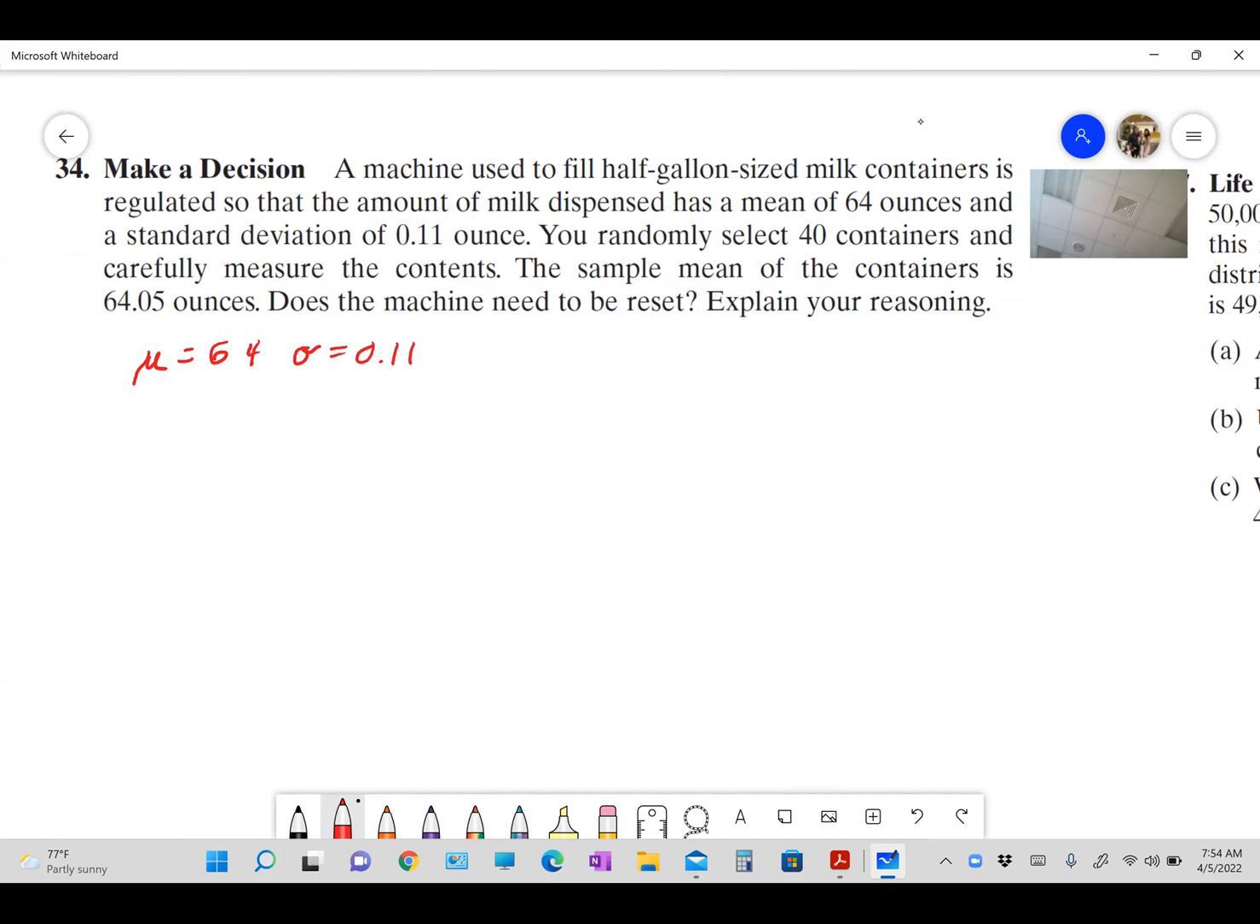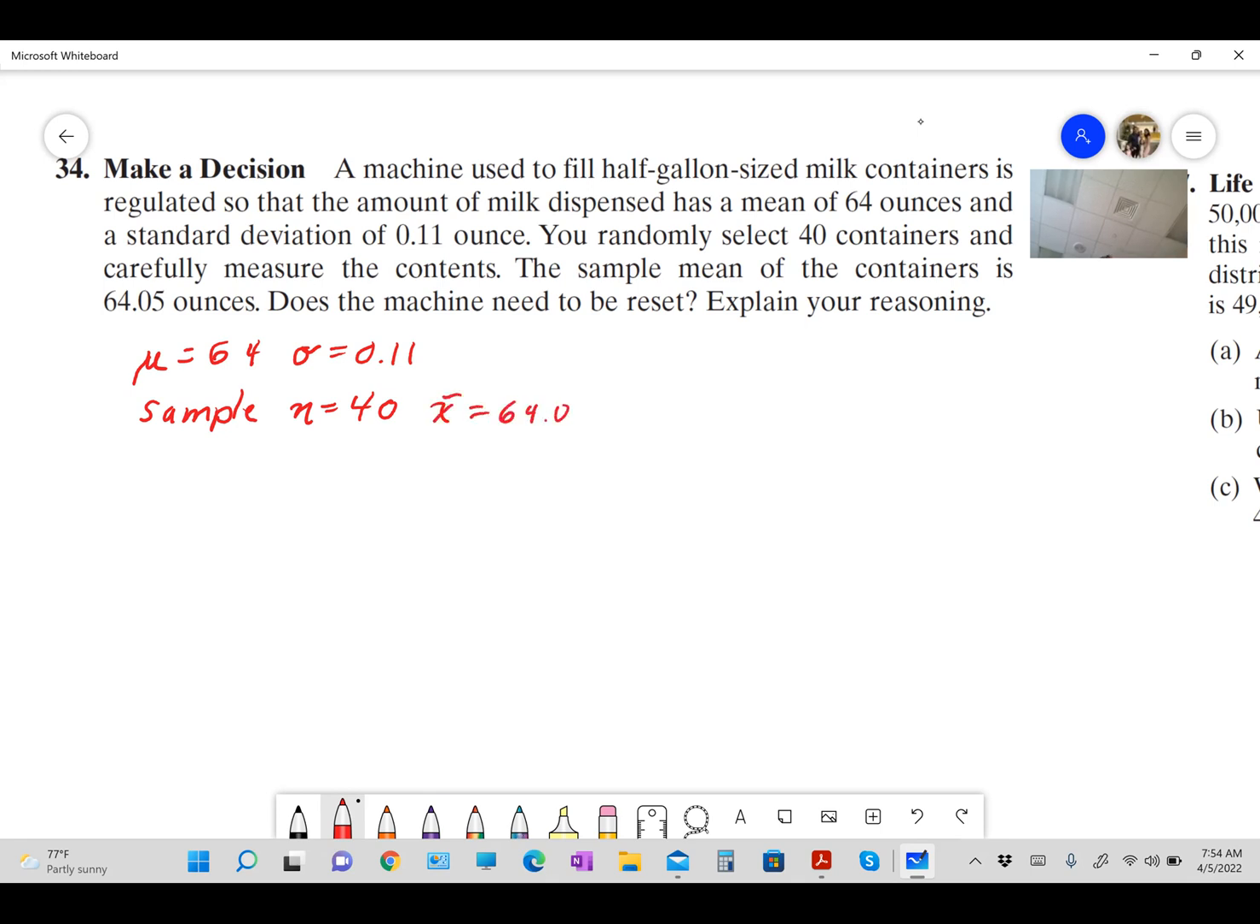All right, now you randomly select 40 containers. So this is a sample, and we pick n equals 40. We pick 40 containers randomly and we measure the contents. In this case, the sample mean of the containers is 64.05. So x bar equals 64.05.